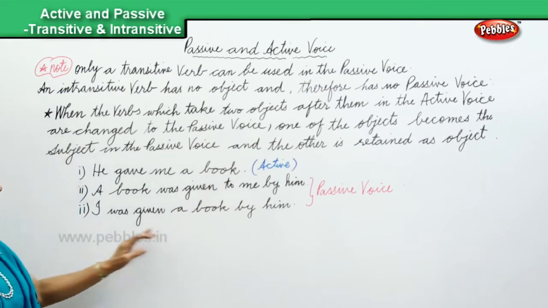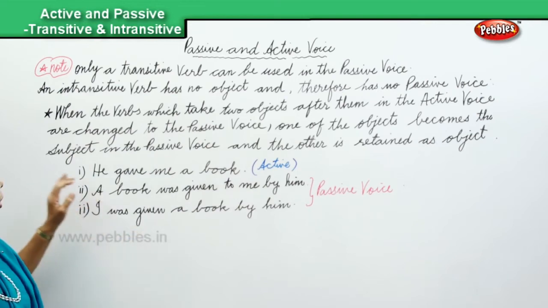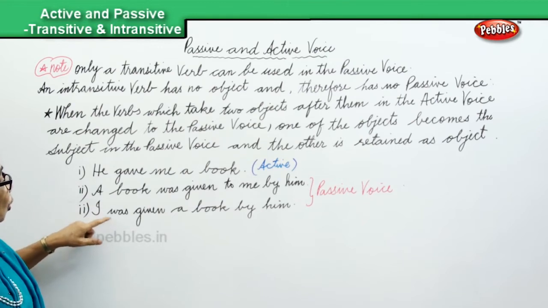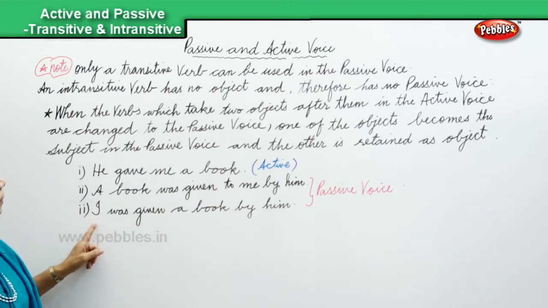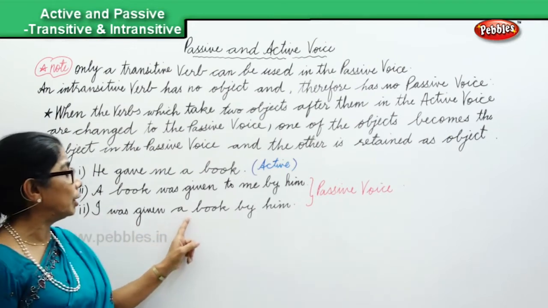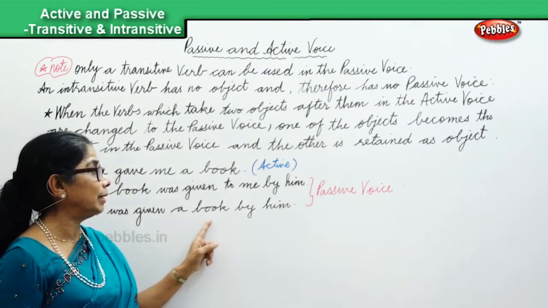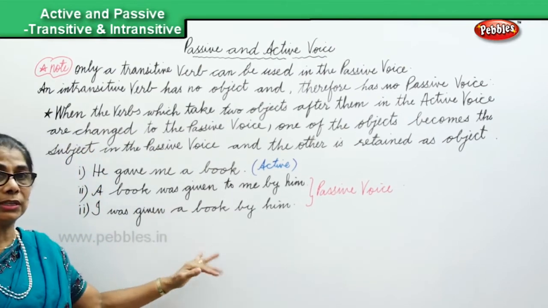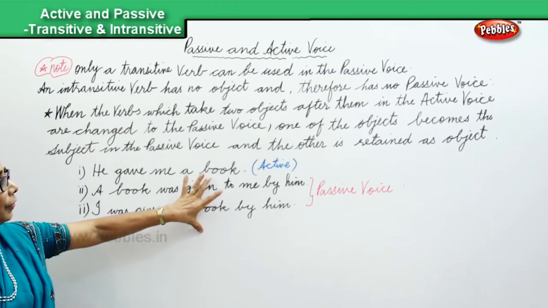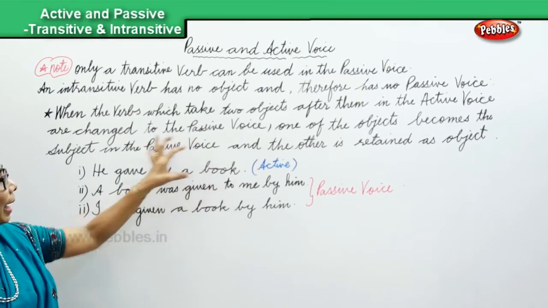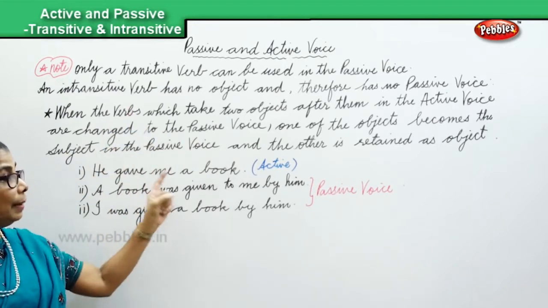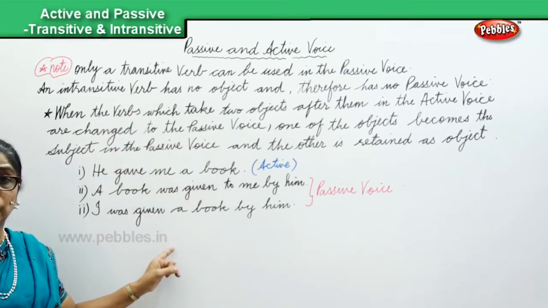So one becomes the I was given a book. The objects here: I become the subject, and here the book is the object. I was given what? A book was given to me. So there are two different ways of writing the active voice. He gave me a book, active voice, can be written in two different forms.